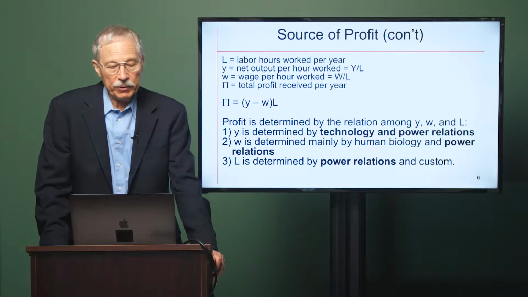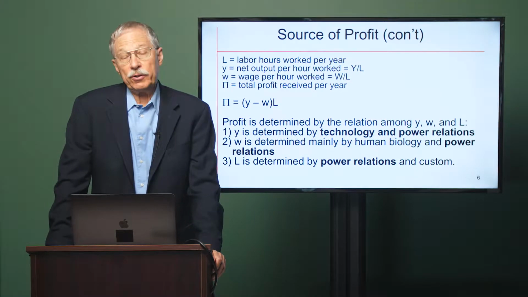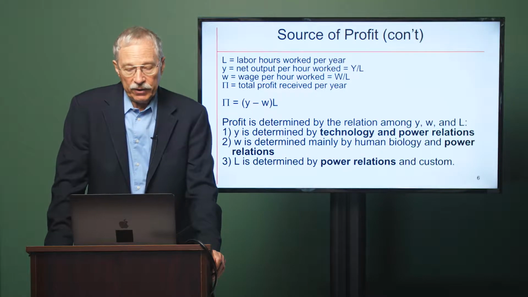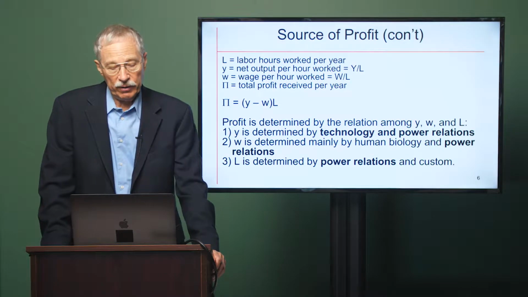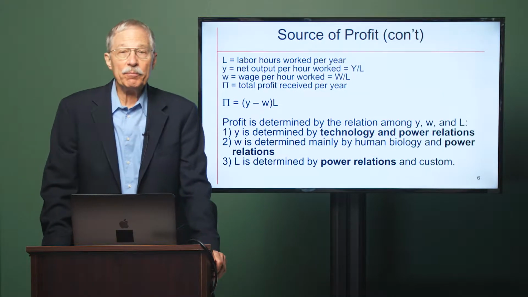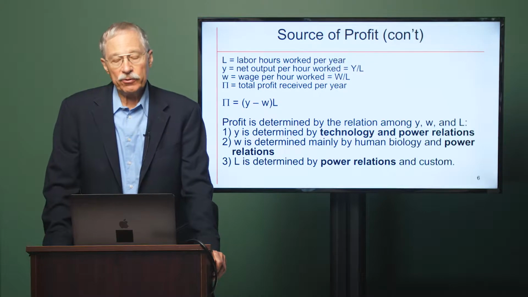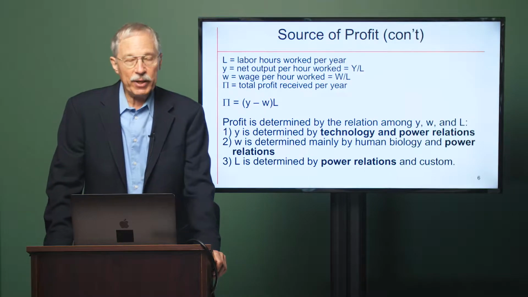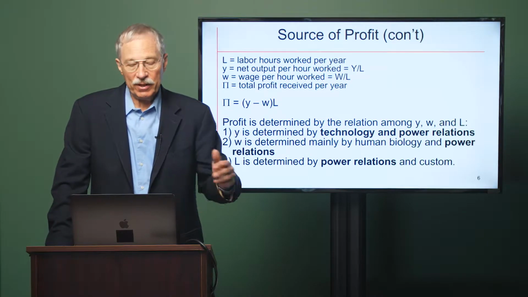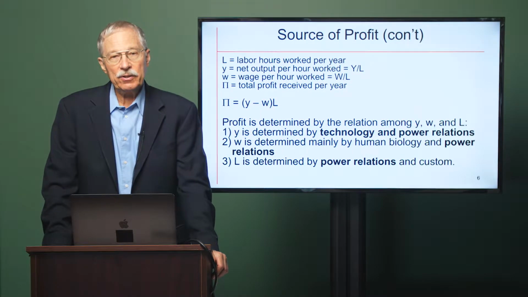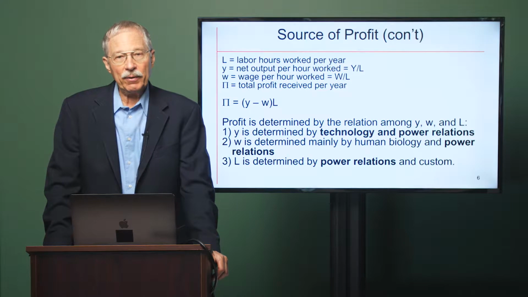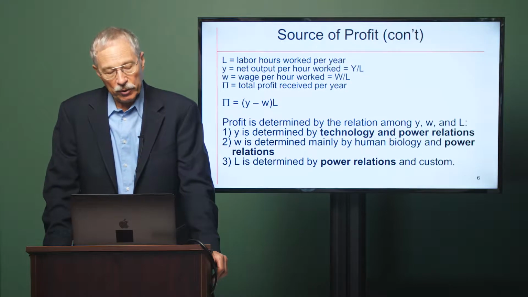Secondly, the wage per hour is also determined by more than one factor. There's human biology. The wage has to be enough to enable workers to survive over time, but it is typically more than mere survival, and where the wage per hour settles, whether it's high or low, is mainly a reflection of power relations. Who has more bargaining power, employers or workers?